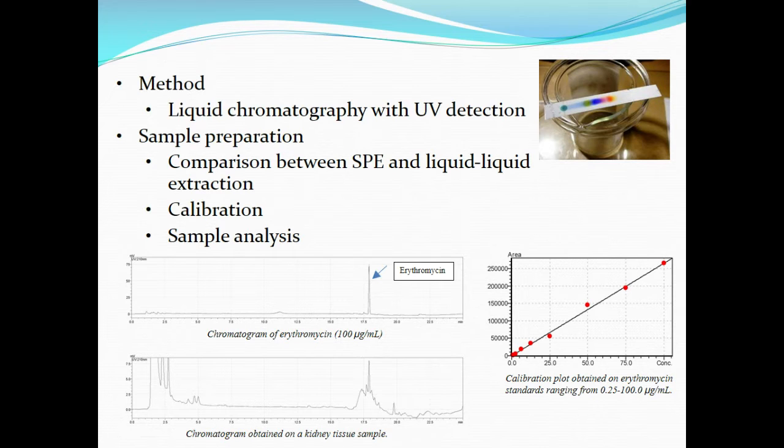One very important concept in any type of chemical analysis is the concept of calibration. You cannot use an instrument without calibrating that instrument with set standards. These are solutions of known concentration. We were able to calibrate our instrument very beautifully for erythromycin all the way to about 0.25 micrograms per milliliter of antibiotic.